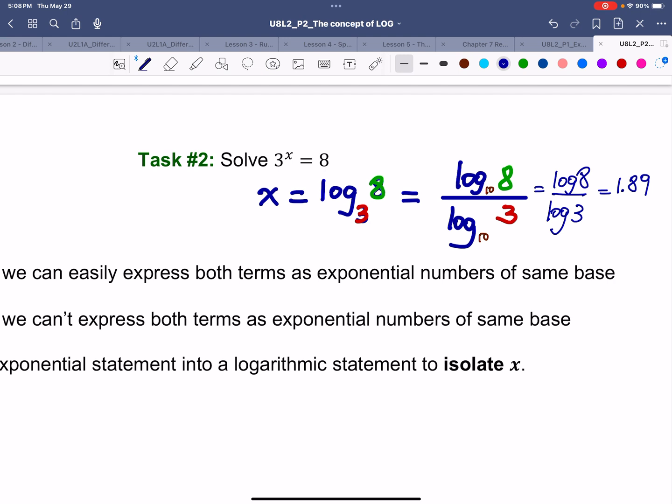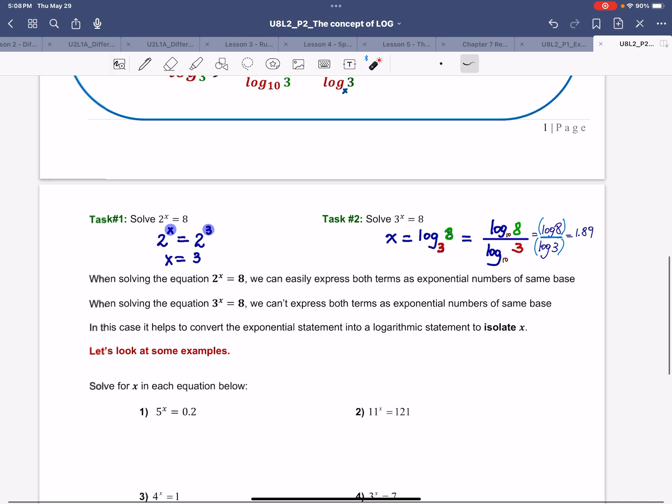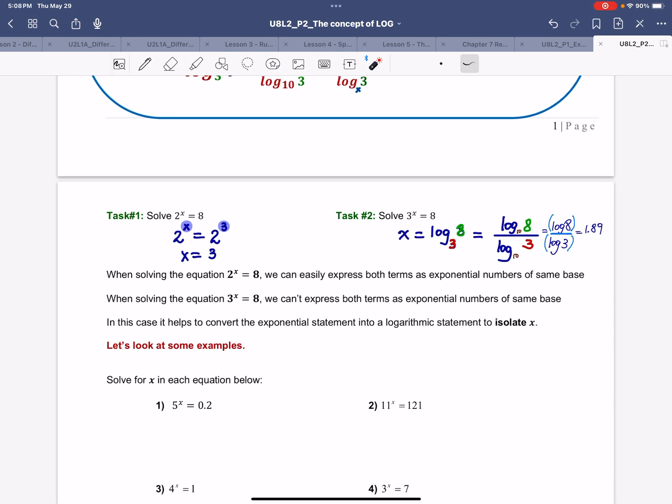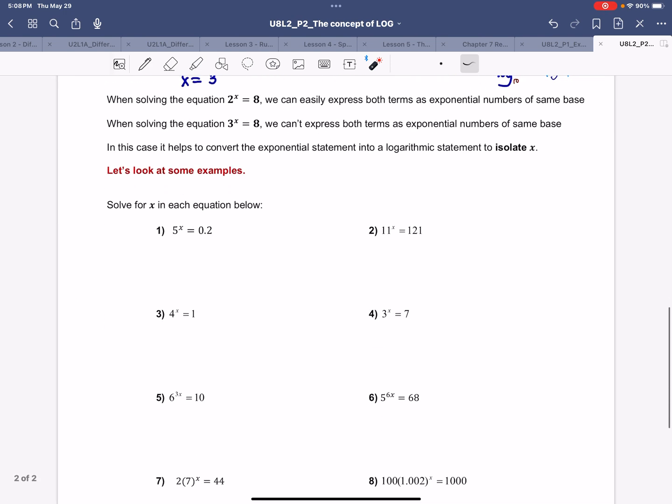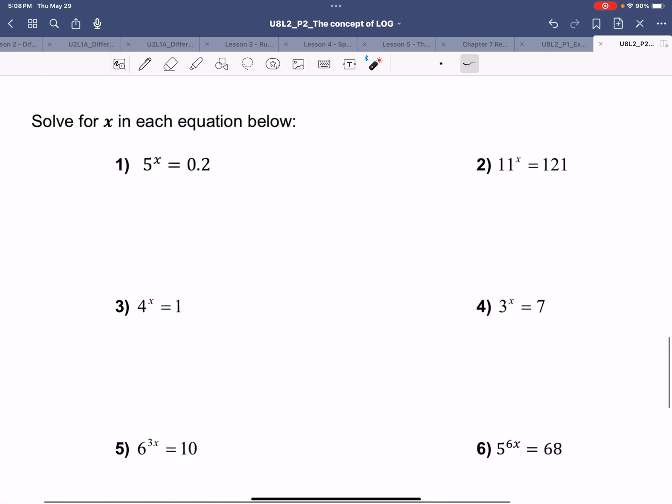Now, one thing that I want to warn you about is that you need to keep the numerator and denominator in brackets when you perform the division. And that is because if you forget to close brackets, then you're going to take the log of 8 that is being divided by log of 3, so it will give you the wrong answer. Okay, so play with your calculator to get to know how your calculator works in this case. So let's take a look at a couple more examples.